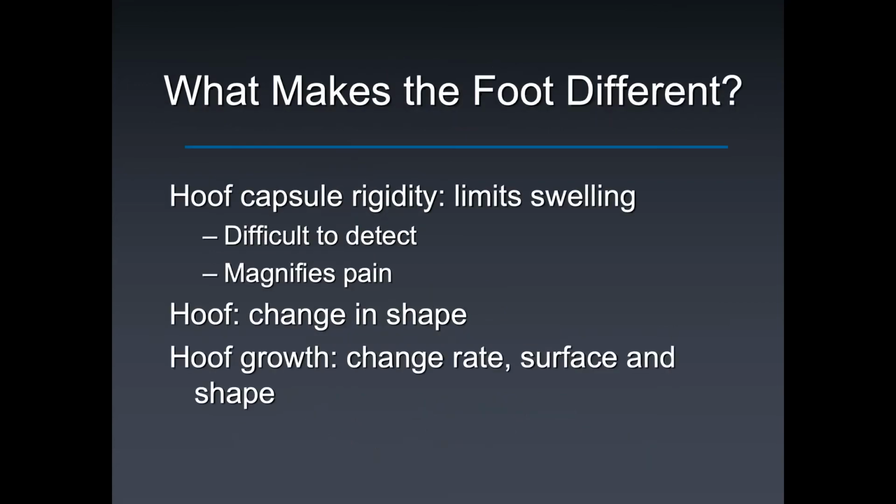Very briefly, why is the foot different to other structures in a limb? Well, number one thing is the rigidity of the hoof capsule. I mentioned that when you inject a little bit of fluid in there, it can't expand, so pressure increases dramatically, and that magnifies the pain. And also, the hoof doesn't let you look through it, so things can be difficult to detect. It also changes shape because it's a constantly growing structure, and it responds to stress.